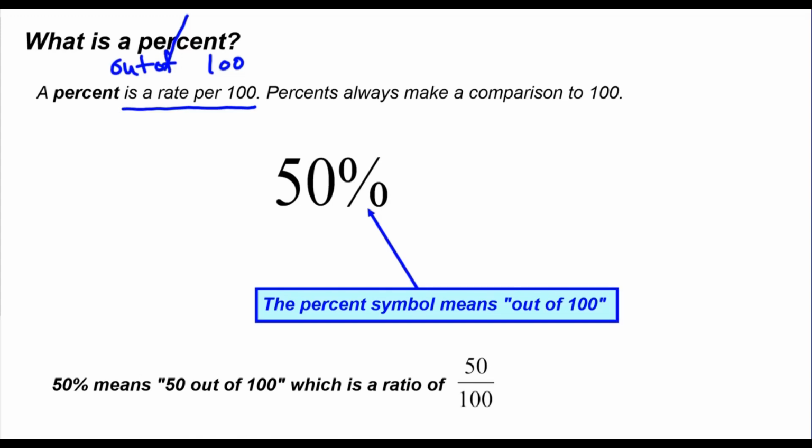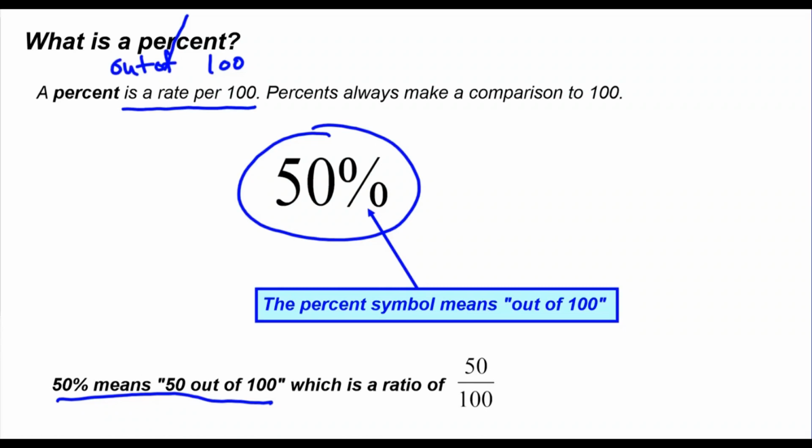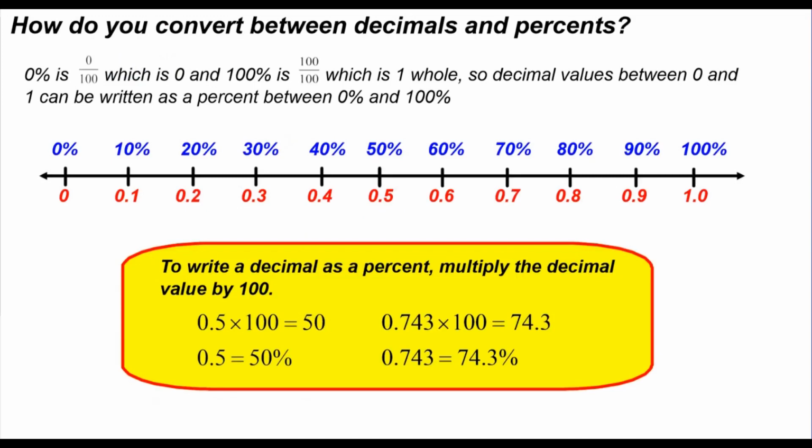So a percent is always making a comparison to 100. So if you see something like 50%, this percent symbol means out of 100. So 50% means 50 out of 100. So that's like a fraction or a ratio, which is a ratio of 50 out of 100. So a percent is always another form of a ratio or a fraction, but it's always out of 100.